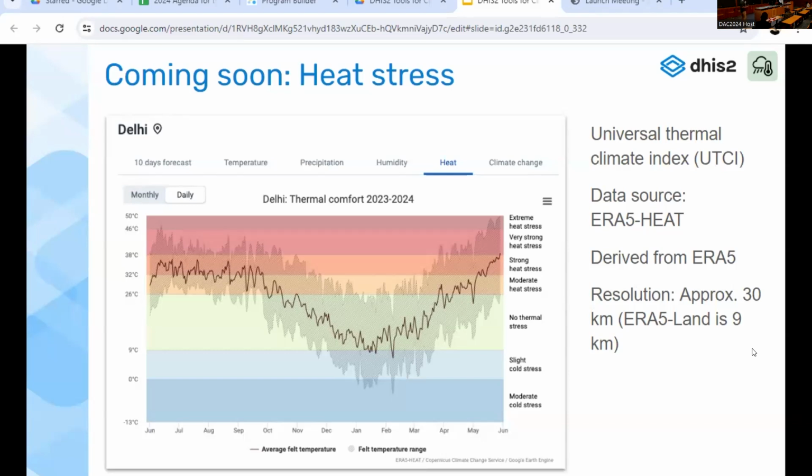So this is just because they had a record 50 degrees in Delhi 1.5 weeks ago. So I just went in and made this chart, and you can see the grayed area is like the top and the bottom temperature. So you can see it went into the day temperature, into the extreme heat stress. But it has been in the moderate heat and strong heat stress for quite a bit of the year.